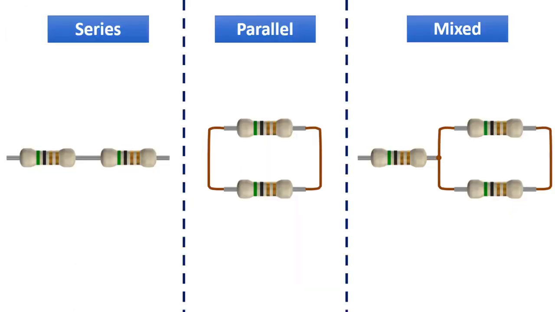Components in an electrical circuit can be in series, parallel, or mixed connections. In this tutorial, I will show the most basic connection, the serial connection. Later, there will be videos where I will explain parallel and mixed connections.